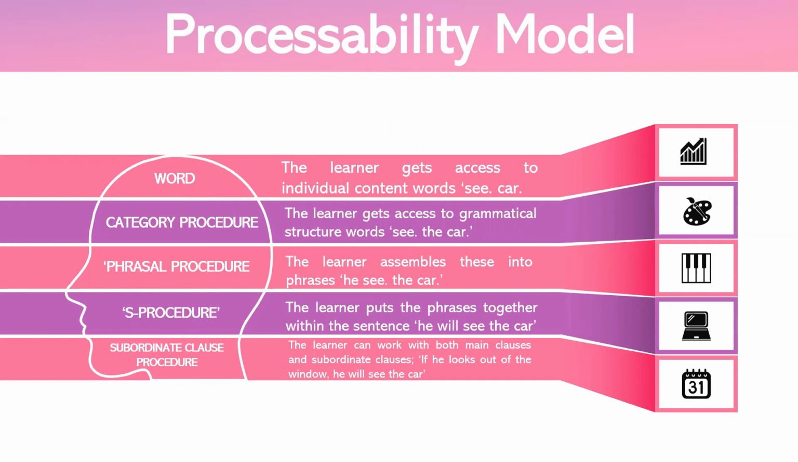Processability model is a development of the multidimensional model. It explains these sequences in terms of the grammatical processes involved in the production of a sentence, which are roughly as follows. The learner gets access to individual content words: see, car. The learner gets access to grammatical structure words: see, the car, called the category procedure.